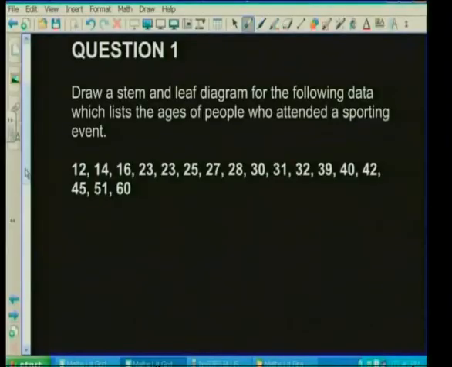Right, time for an example, and now we're going to take all those things we've learnt about, okay? We've learnt about the tally, we've learnt about a stem and leaf diagram, the pie chart, the bar graph, the histogram, and let's now just mix it all up and do some examples. And that will be a great way to end this session. So here we go. Draw a stem and leaf diagram for the following data, which lists the ages of people who attended a sporting event.